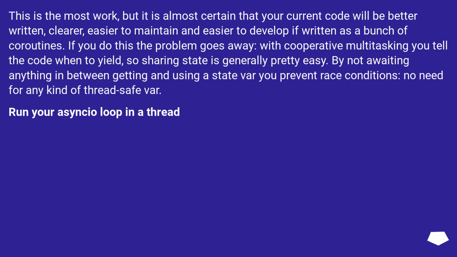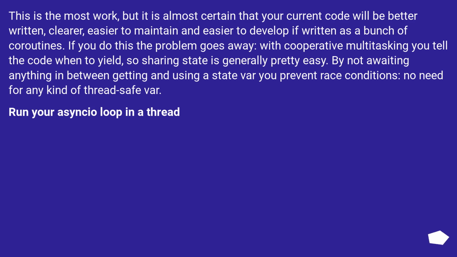This is the most work, but it is almost certain that your current code will be better written, clearer, easier to maintain and easier to develop if written as a bunch of coroutines. If you do this, the problem goes away. With cooperative multitasking you tell the code when to yield, so sharing state is generally pretty easy. By not awaiting anything in between getting and using a state var you prevent race conditions, no need for any kind of thread-safe var.